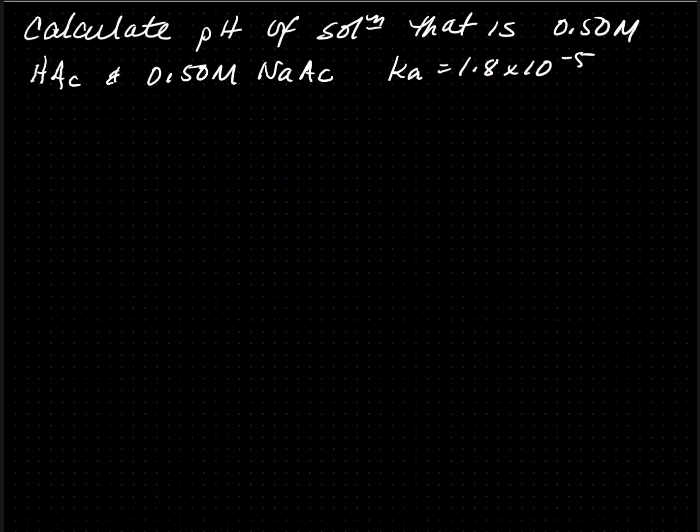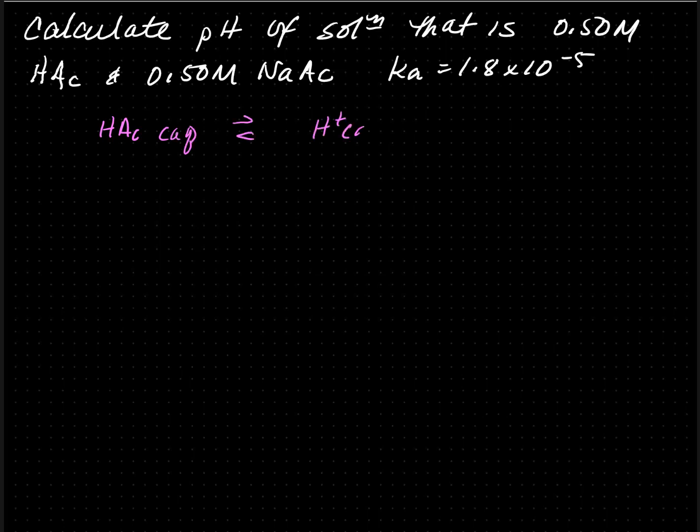Pause the video, solve this problem on your own, and then check your answer. So calculate the pH of a solution that is 0.5 molar HAc, where Ac stands for acetate, and 0.5 molar NaAc. Ka is 1.8 times 10 to the negative fifth. So this is just a basic common ion effect. So we're going to take our acid and we're going to dissociate it because Ka is given.